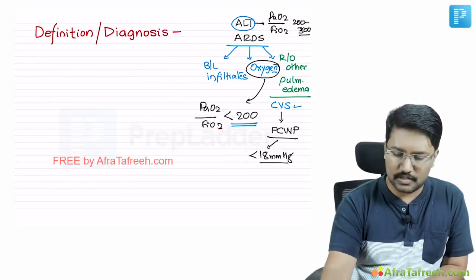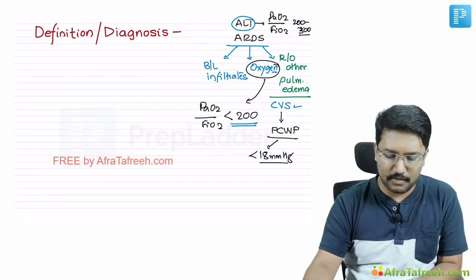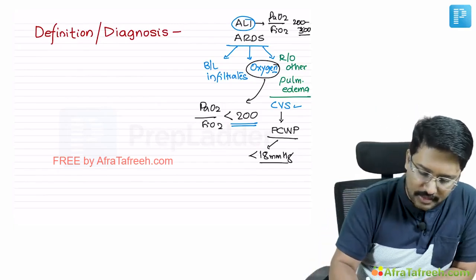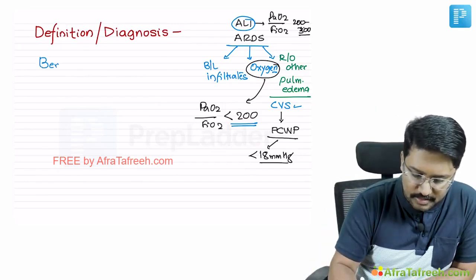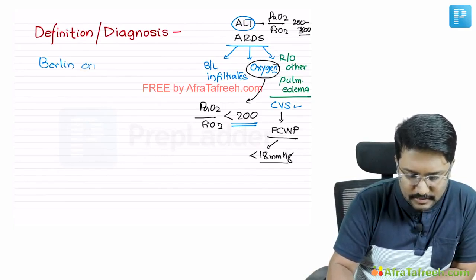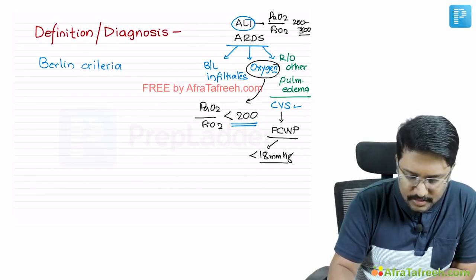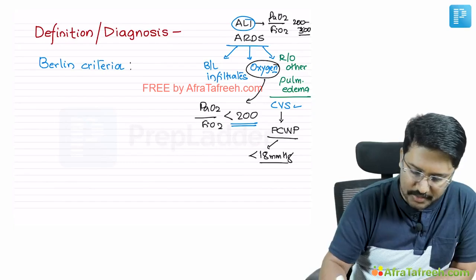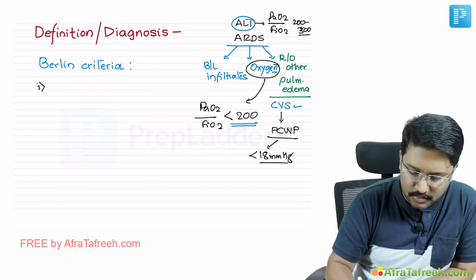Now, we do not follow this original approach. What we currently follow for the diagnosis of ARDS is what is known as the Berlin criteria. Right? So, we follow the Berlin criteria. Now, this Berlin criteria talks about four parameters. Number one parameter is oxygenation.